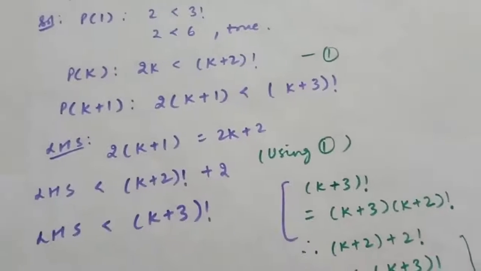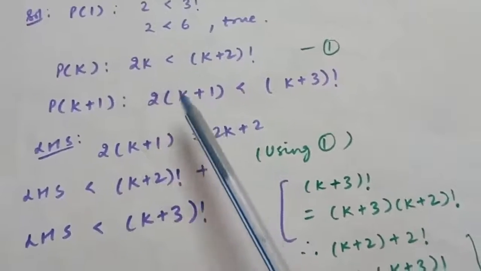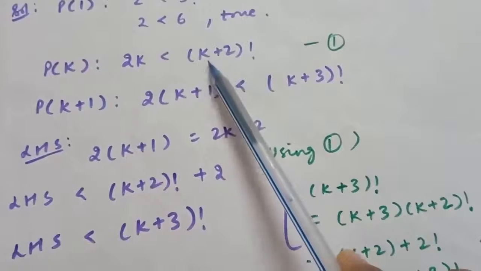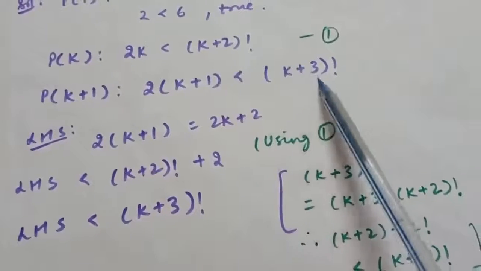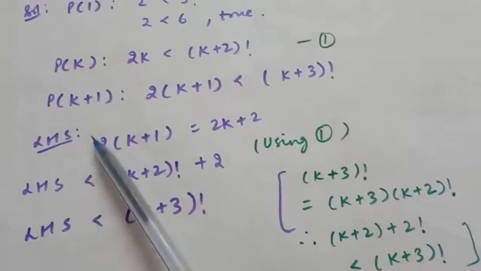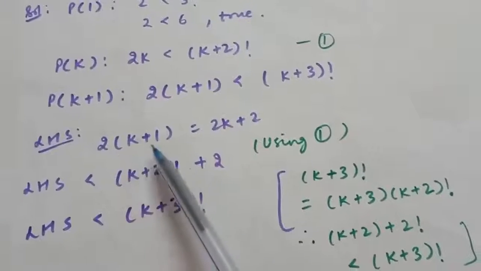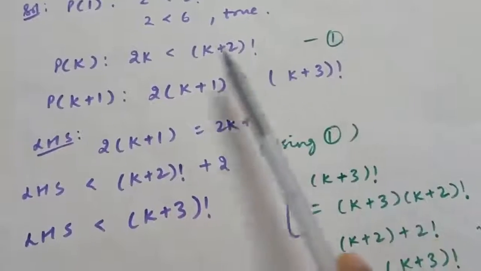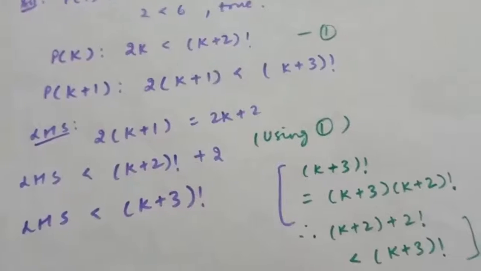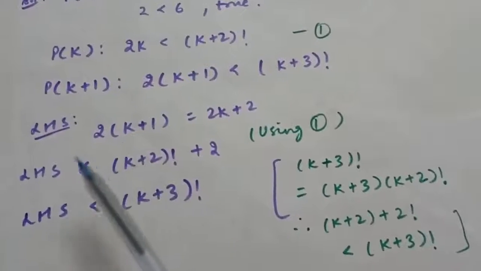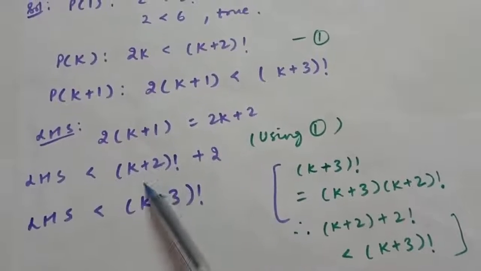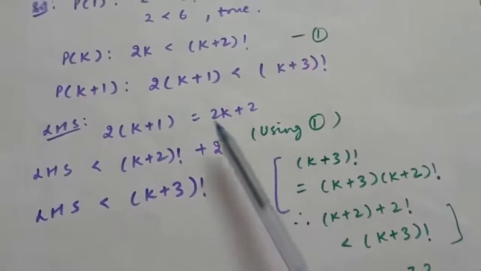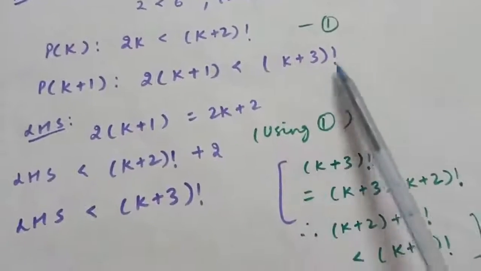So Pk plus 1 will be, in place of k, just put k plus 1. So twice of k plus 1 is less than, in place of k, when you write k plus 1 plus 2, it will become k plus 3 factorial. Now LHS, taking this part, 2 into k plus 1, which is equal to 2k plus 2. Now from 1, 2k is less than k plus 2 factorial. So LHS will be less than k plus 2 whole factorial plus 2, right? Now see, we want to show it less than k plus 3 factorial.